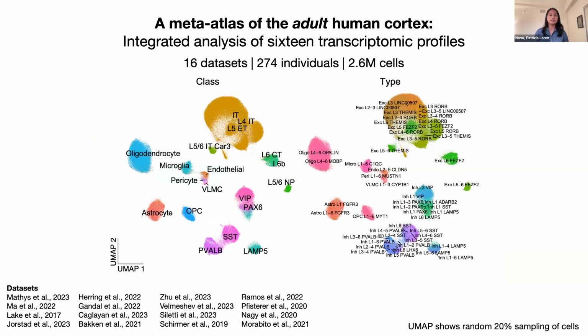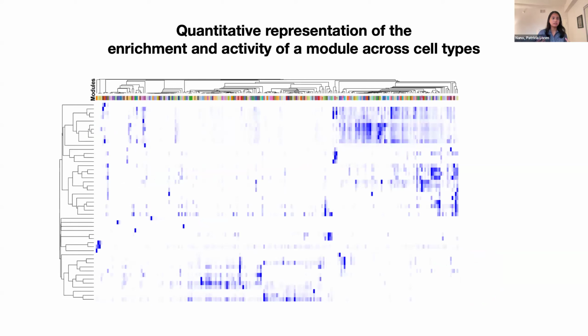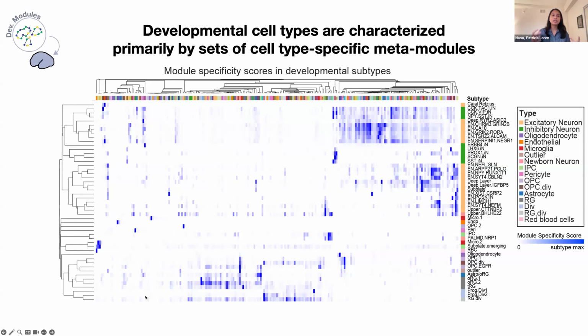Now, to really ask the question of how do developmental meta-modules and adult meta-modules compare between these different contexts, we created a tool that allows us to ask this question systematically. So this tool is our module specificity score. And this is simply a score of, for each module, how specific and enriched it is in each different subtype. And so what you're seeing here are all of our developmental modules. And I'm asking how specific and enriched are they to different developmental subtypes. And that score here is represented in blue.